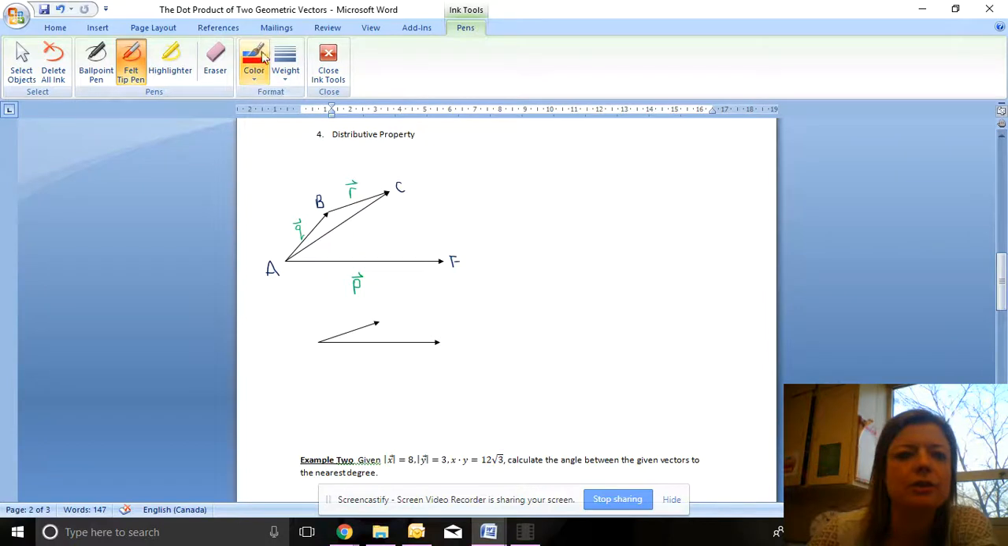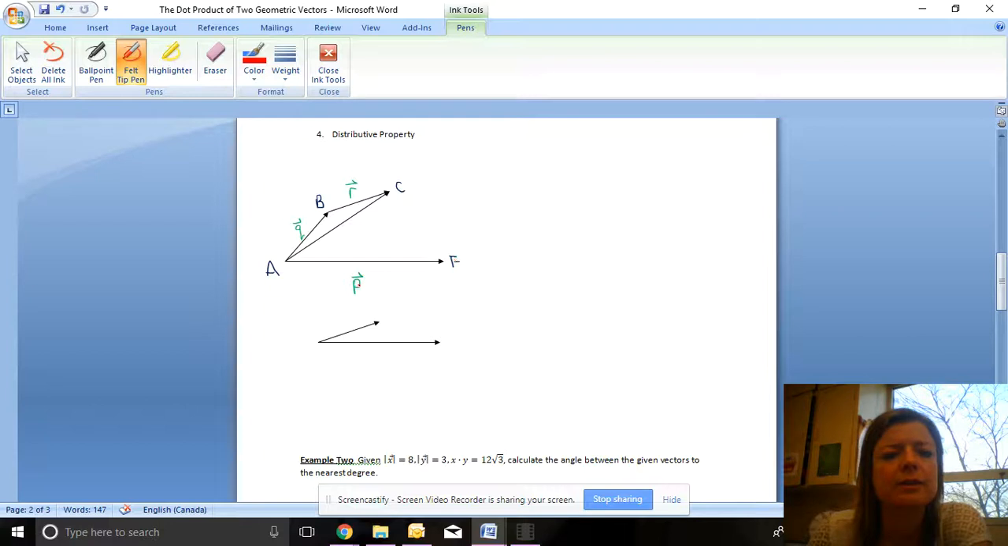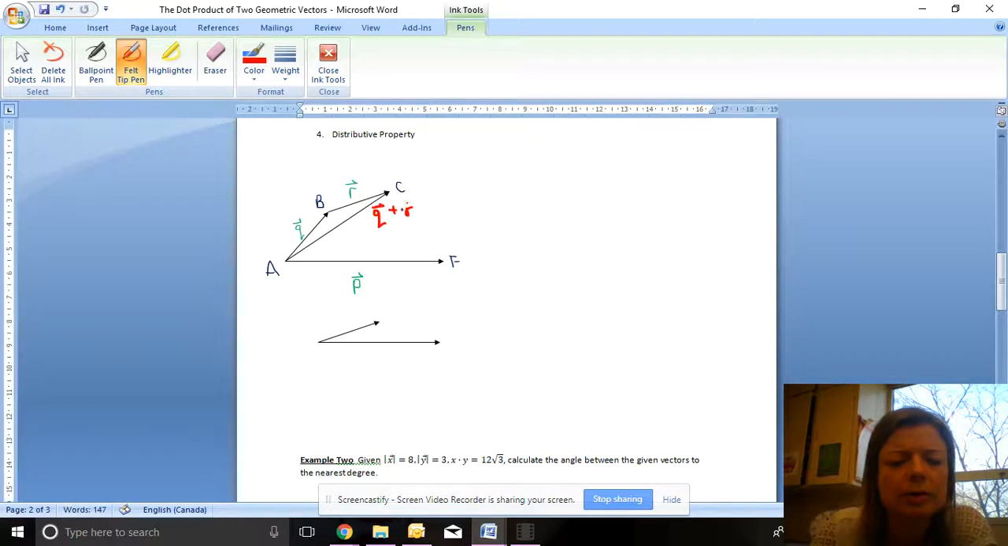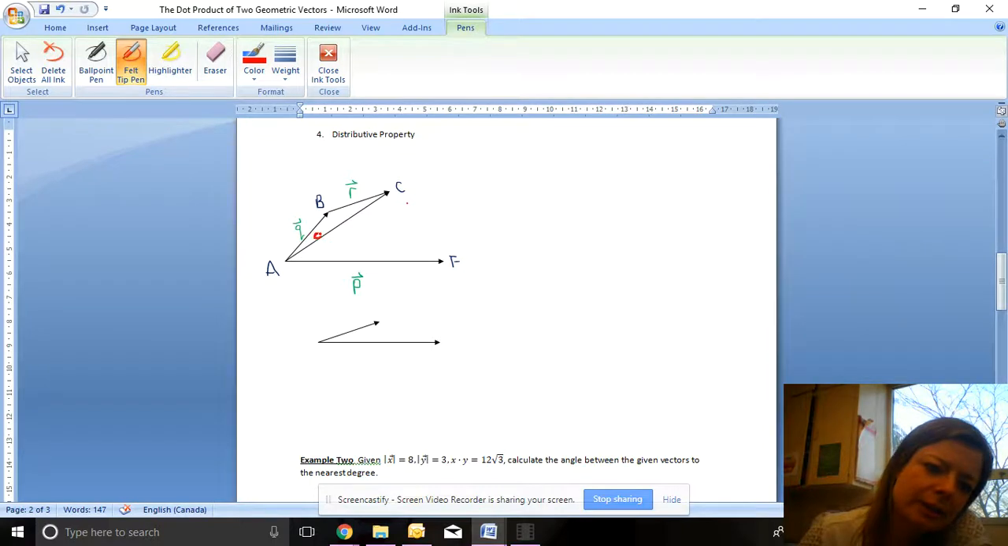Okay, so this next one is the distributive property, and I'm going to do a little visual explanation of this. First of all, draw this diagram. You have vector P, which we've labeled AF, and then Q and R, and I've labeled the coordinates there. That means this vector here is just Q plus R using the triangle law. So we go right along there, Q plus R.